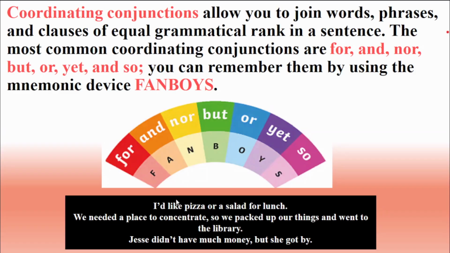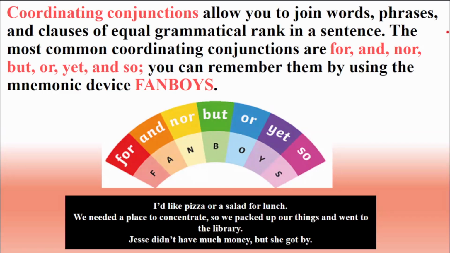So you can see it is in equal grammatical rank. I'd like pizza. I will like it. Or I like a salad for lunch. Then, we need a place to concentrate. So we packed our things and went to the coordinating conjunction, right? And then we have: Jessie didn't have much money, but she got by. Right? So what is the coordinating conjunction here?